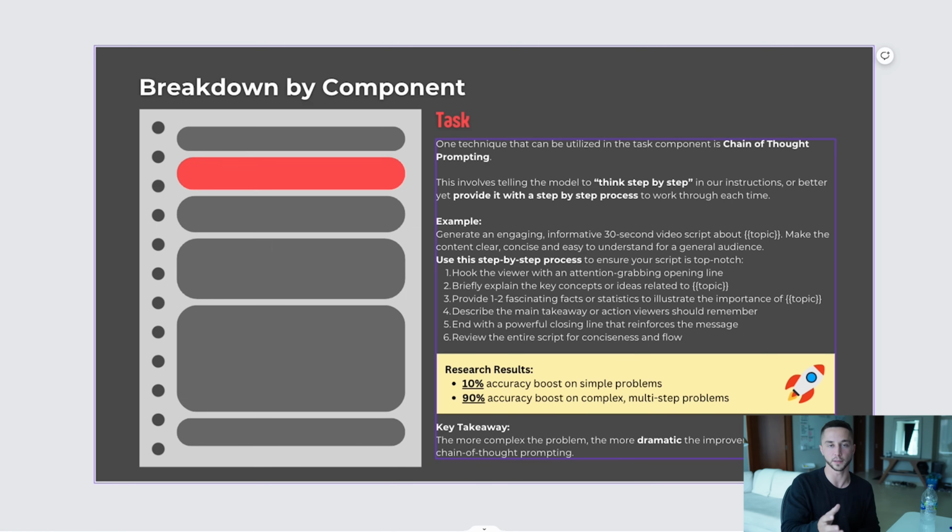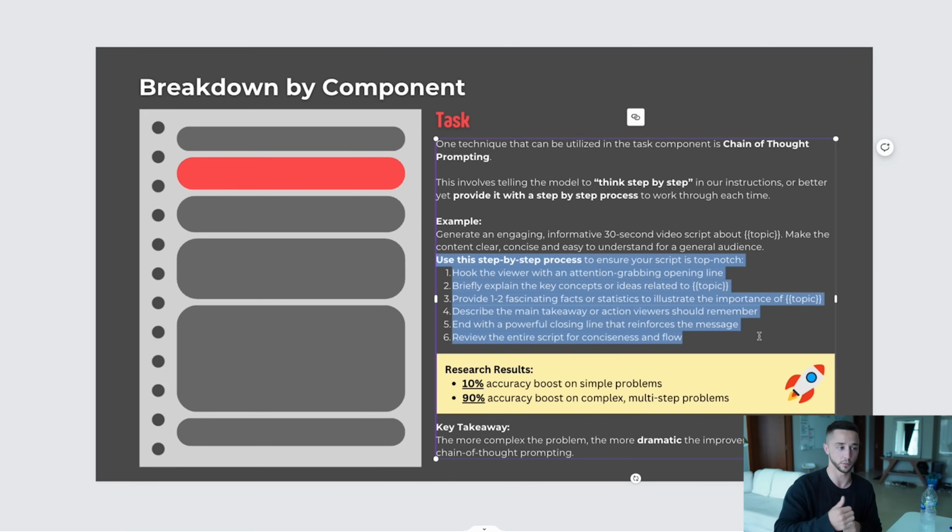Then we have the technique that's associated with the task component, and that is chain of thought prompting. This is something that's fairly common now and pretty widely known. It involves telling the model to think step by step without instructions, or better yet, you can provide it with step-by-step instructions for it to work through each time, which is my preferred way of doing it. So here's the example. We take the script writer example as well, and in this case, you give it a list of 6 points: hook the viewer in, briefly explain, provide 1, 2 fascinating facts, describe. So we're giving it step-by-step instructions on how it should perform the task.